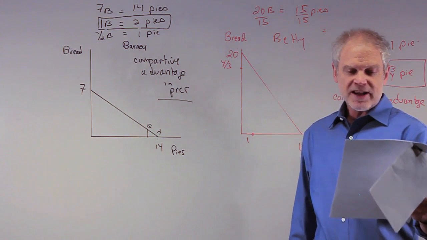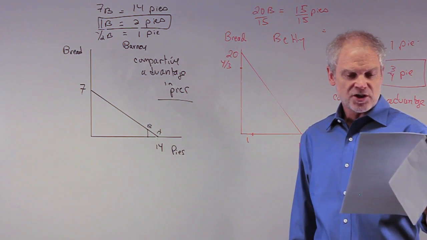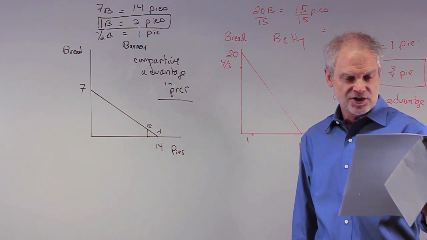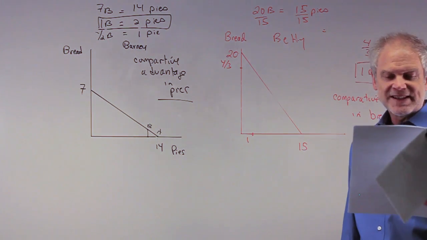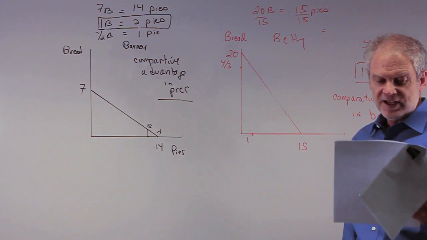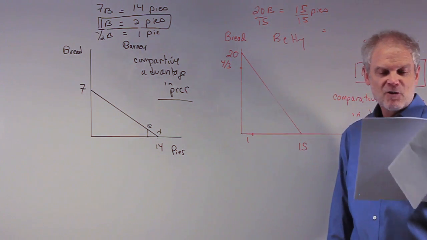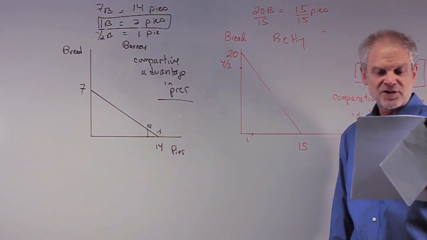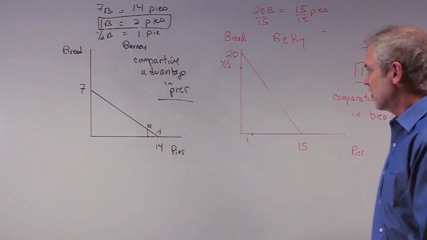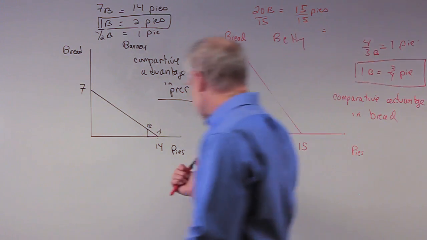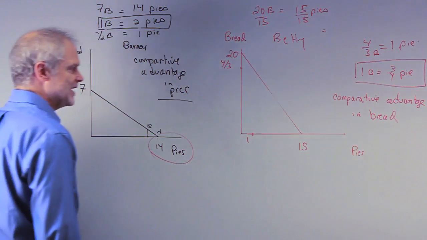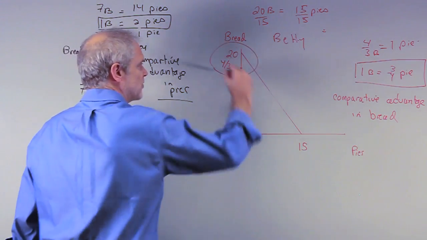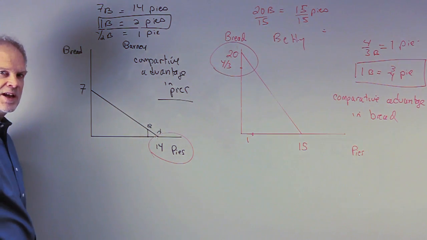It says, if Barney and Betty both specialize in the production in which they have a comparative advantage, then total production will be 7. The bread will be 7, and total production of pies will be 15. Total production will be bread will be 20, and total production of pies will be 14. So, if Barney specializes in pies, they'll get 14 pies. And if Betty specializes in bread, they'll have 20 breads, and then they can go and change.